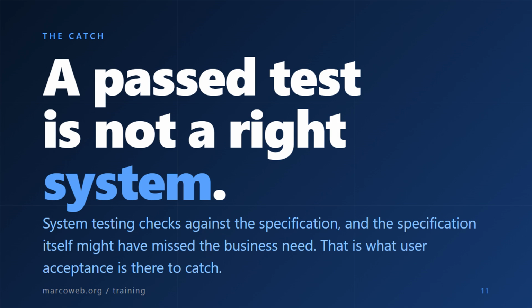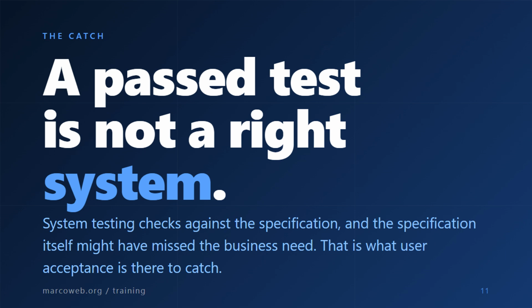A pass test is not automatically the right system. System testing confirms the build matches the specification, user acceptance confirms the specification matched the need. That is why both exist, and why the users are the ones who get to say the system is fit for use.